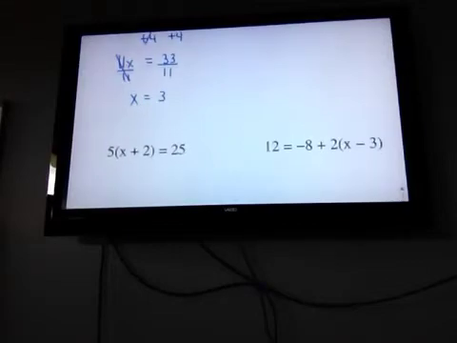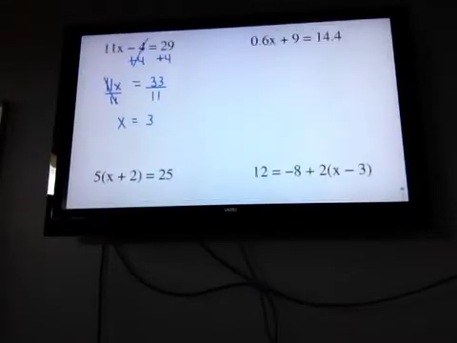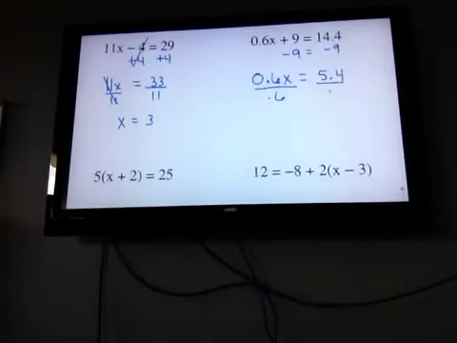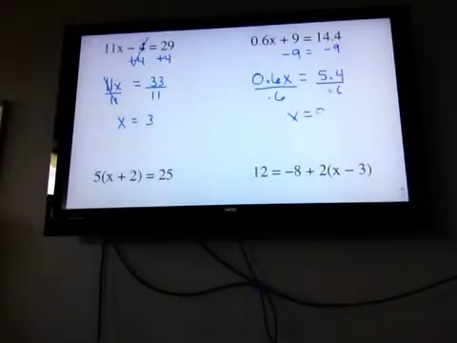Do not be afraid to use your calculator. Sorry, let's see what I have. So on this one here, I'm going to minus 9 first. So 0.6x equals 14.4 minus 9. That is not right. And I get 5.4 divided by 0.6. And I get x is equal to 9.